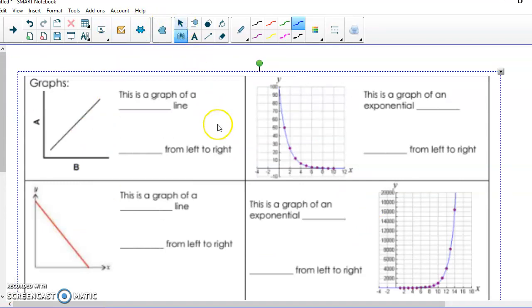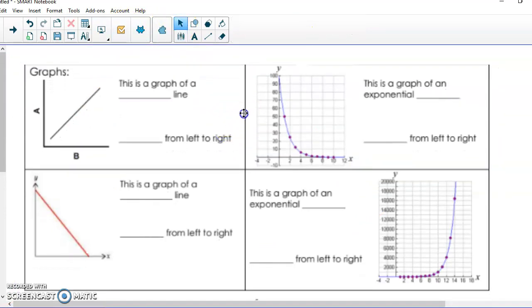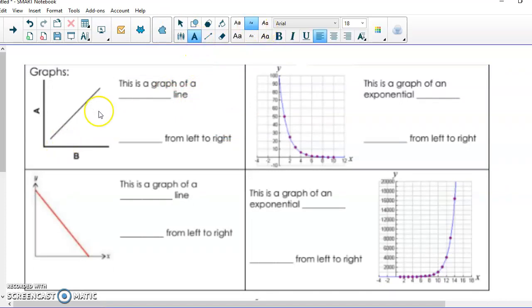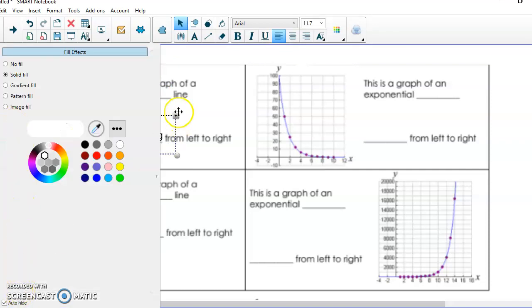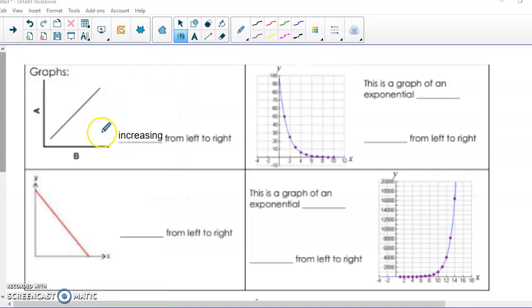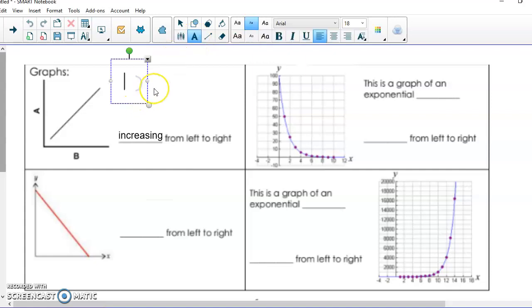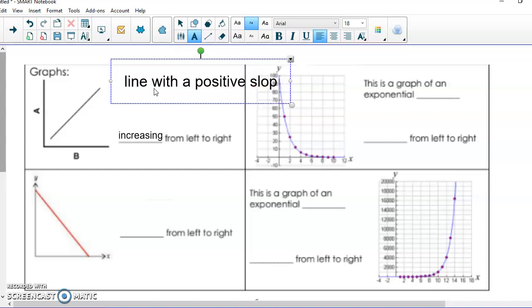All right, so now we have some examples we could look at. This is a graph of a line, and we could just fill in what this is. Going from left to right, I notice that it's going up, so we'll call it increasing. Actually, I don't like that, so I'm going to pause this and erase that. We're just going to call this increasing from left to right, and on your paper, we could just say this is a line with a positive slope.